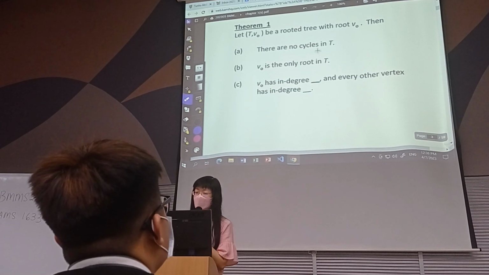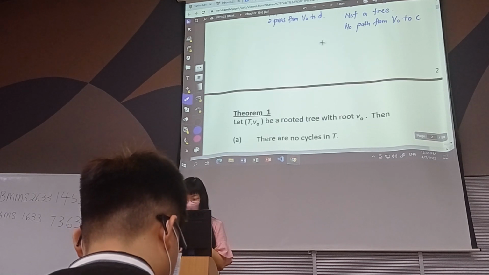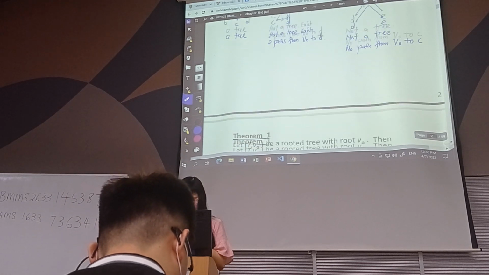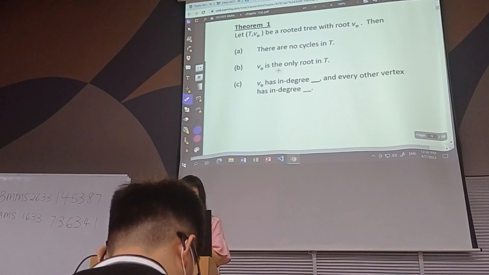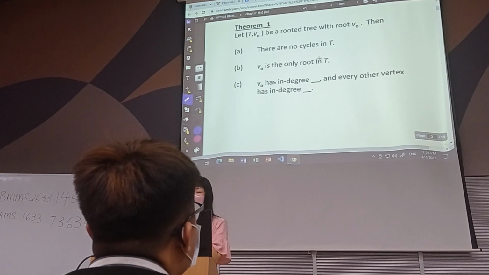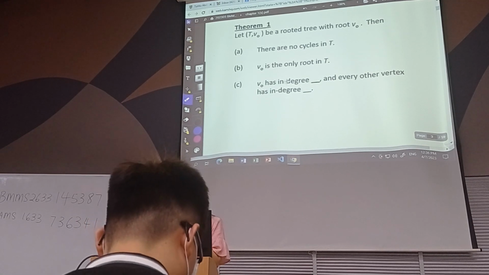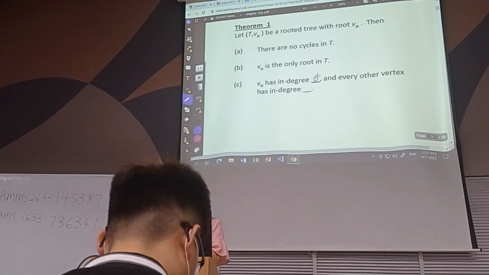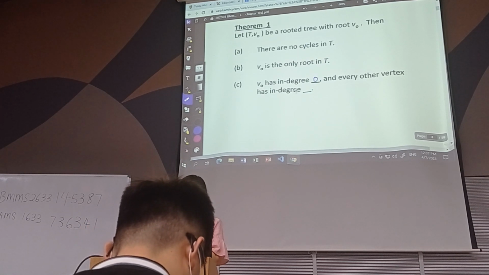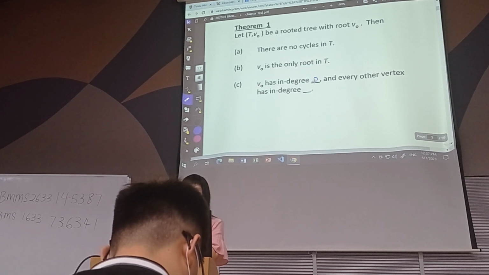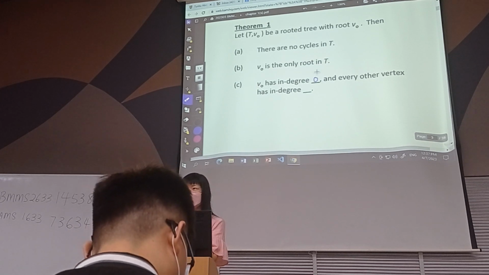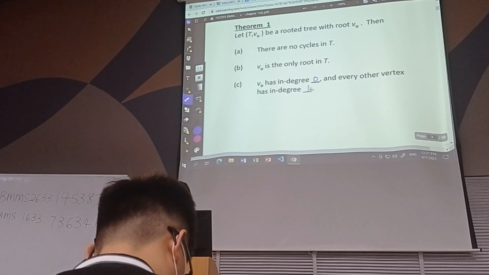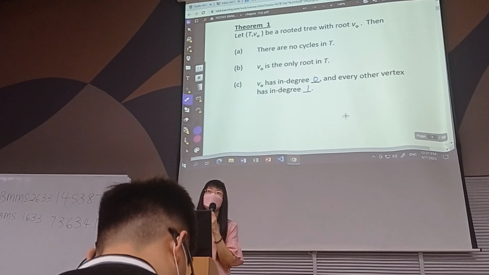Another way to say it is the cycle like this, just now that one. This one is considered a cycle. And then V0 is the only root in T, meaning that we can have one root only. Then V0 has an in degree of 0, no in degree for the root. And the other vertices have an in degree of, just now I said what is the in degree of other vertices? 1. Yes. So this will be the first theorem to define a tree.